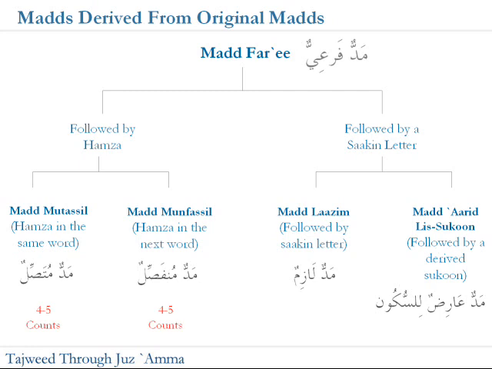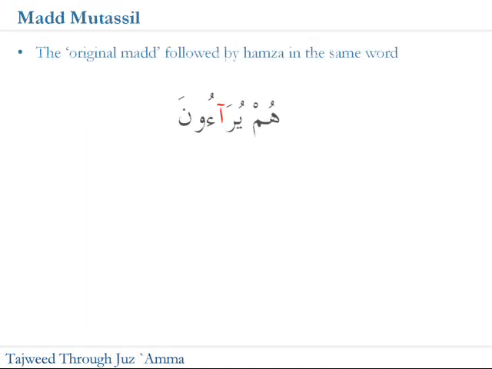So the lengths then, whenever the original mad is followed by a hamza, whether it's in the same word or the next word, then the count will be 4 to 5 long. If the original mad is followed by a sakin letter or a letter with the shadda, then it must be recited as 6 counts long. And if the original mad is followed by a derived sukoon, then you have the option of reciting it as 2, 4 or 6 counts. So let's go through some examples.